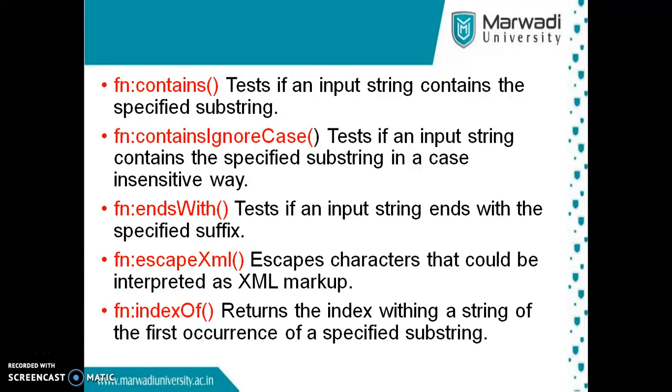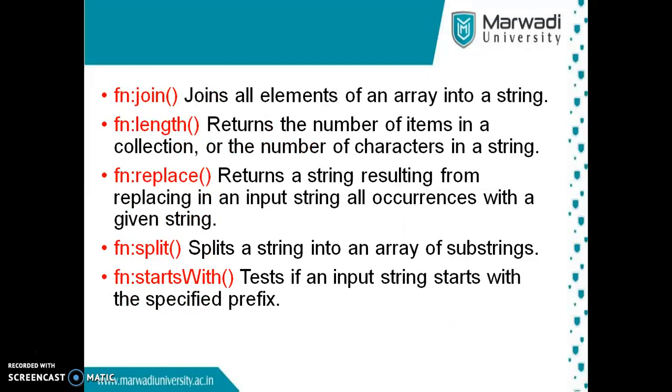You have an escapeXml method. This function escapes characters that could be interpreted as XML markup language. So it will identify whether the given string is treated as XML or not. That is escapeXml. indexOf returns the index within the string of the first occurrence of the specified substring. So if I have Hemant, and I give some letter, it will give me the first occurrence index of the given letter.